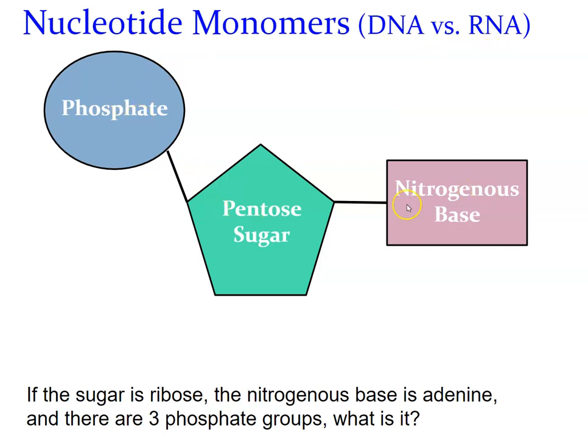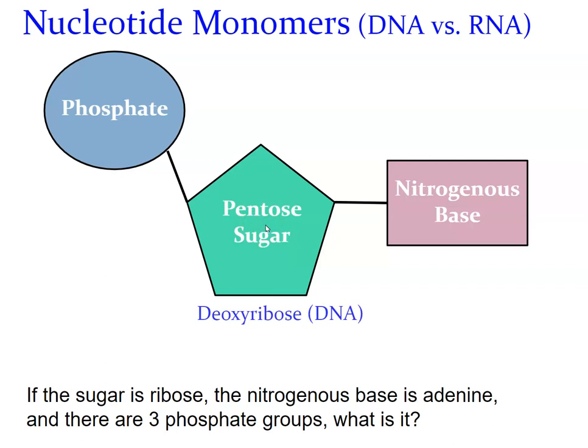Let's just take a look at what a nucleotide looks like. So this represents a nucleotide. So again, it's a phosphate, a pentose sugar, a nitrogenous base. That's one nucleotide, one DNA nucleotide. If the sugar is deoxyribose, it's a DNA nucleotide. If the sugar is ribose, it's an RNA nucleotide.